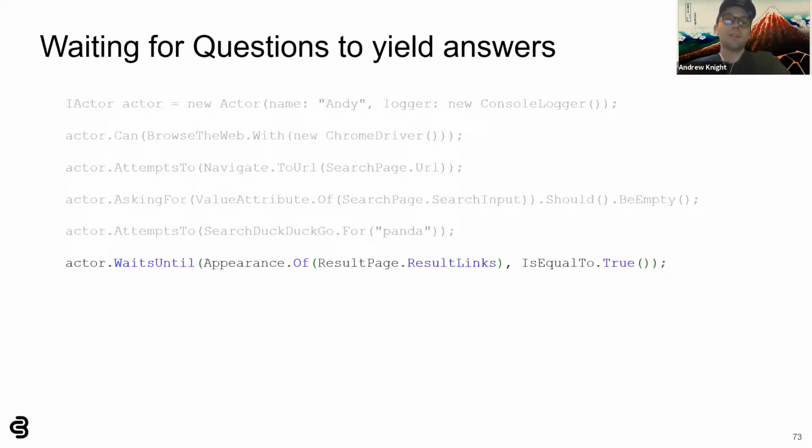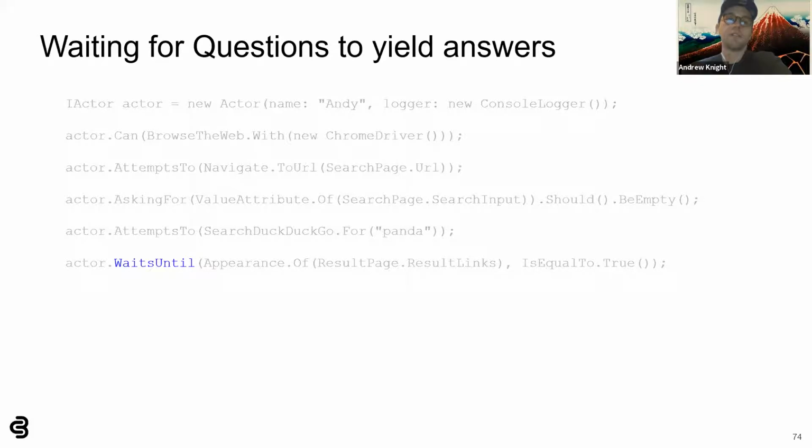The last test case step should verify that result links appear after entering a search phrase. Unfortunately, this step has a race condition. The result page takes a few seconds to display result links. Automation must wait for those links to appear. Checking too early will make this test case fail. Boa Constrictor makes waiting easy. Read this line here. The actor waits until the appearance of the result page result links is equal to true. In simpler terms, wait until result links appear.